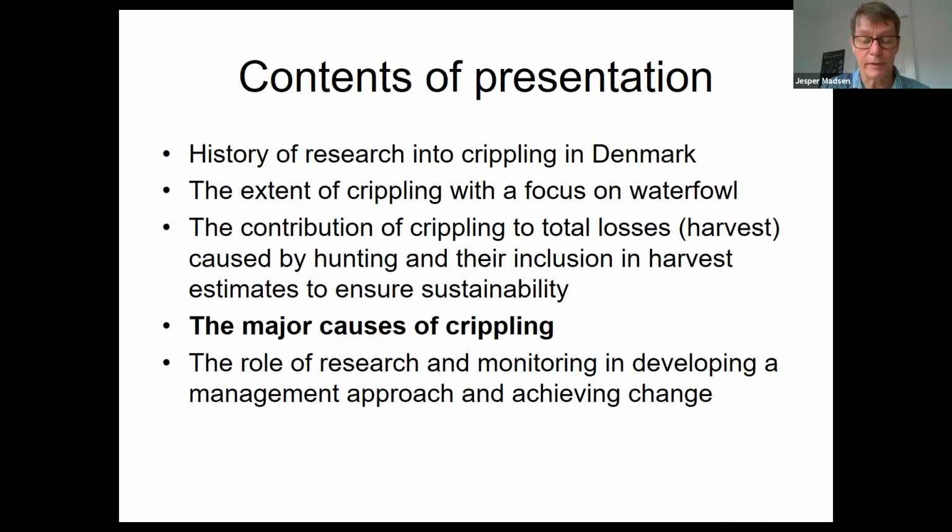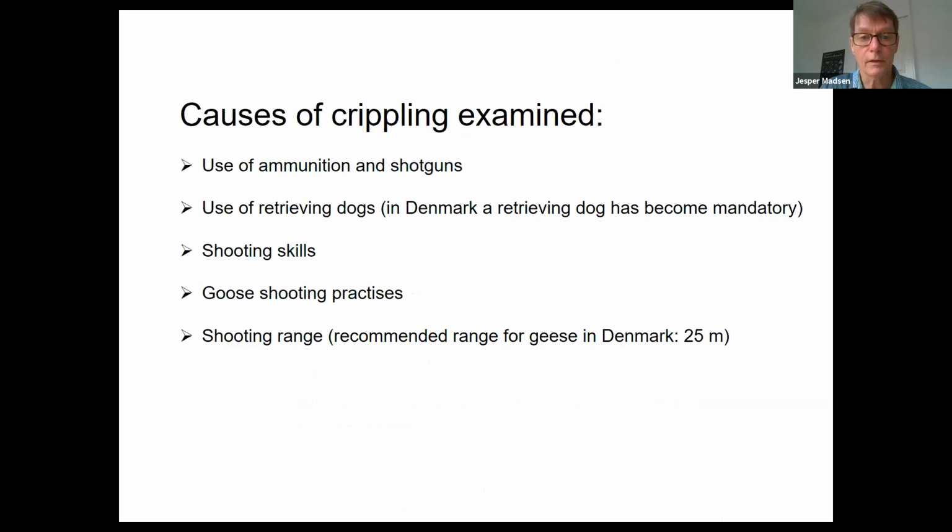So the major causes of crippling, what are they? We have examined in the course of our studies several factors: the use of ammunition and shotguns. This was the experts on ammunition and guns who did that. We've been looking at the effect of using retrieving dogs, and that has become mandatory in Denmark since the action plan was implemented. We've been looking at the shooting skills, and we've been looking at goose shooting practices, and finally, and most importantly, we've been looking at the shooting range.